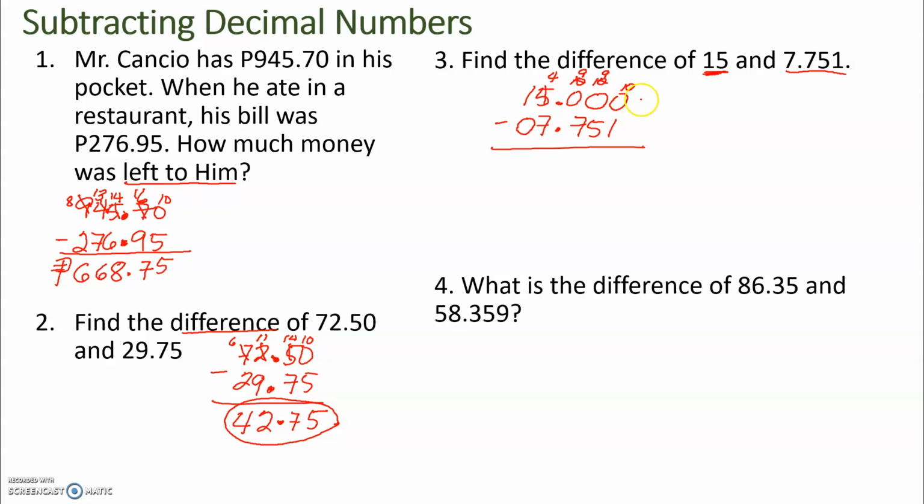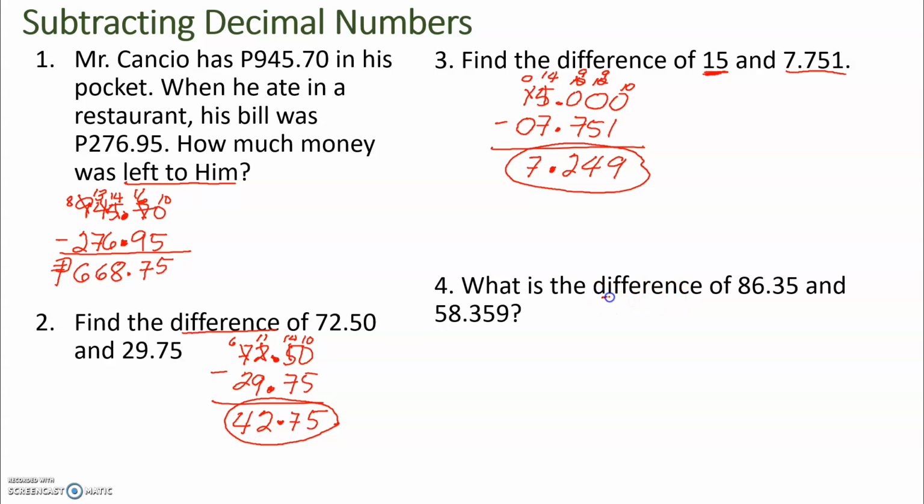So we can now proceed and we can already subtract. 10 minus 1 equals 9. 9 minus 5 equals 4. Then 9 minus 7 equals 2. And then bring down the decimal point which is here. And then 4 minus 7 cannot be. So we will borrow from the 1 here. 1 becomes 0 and then the 4 becomes 14. Okay, so 14 minus 7 equals 7. So this is our answer now. We have an answer. It's easy, right? Okay, for our last example, what is the difference of 86 and 35 hundredths and 58 and 359 thousandths?